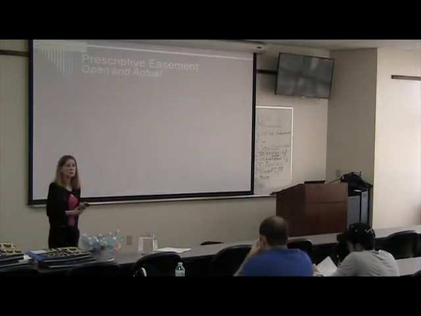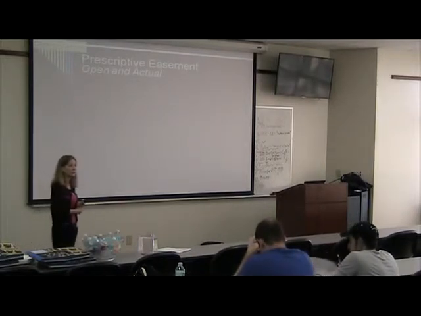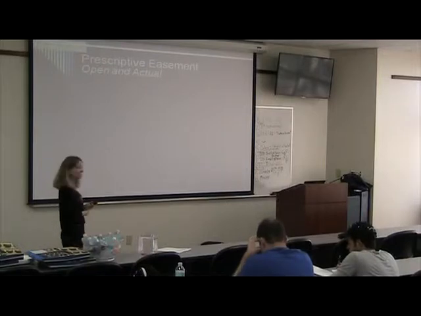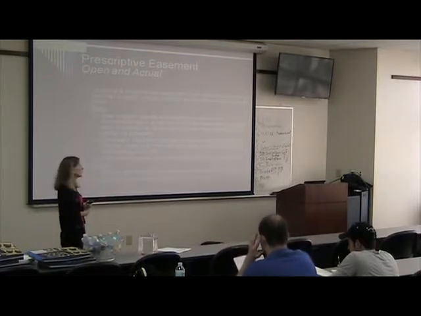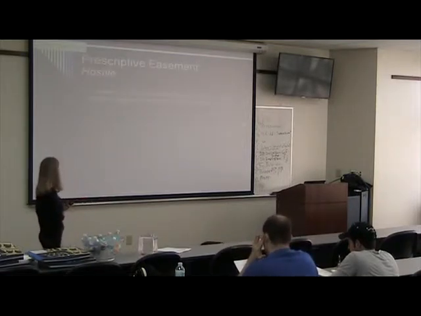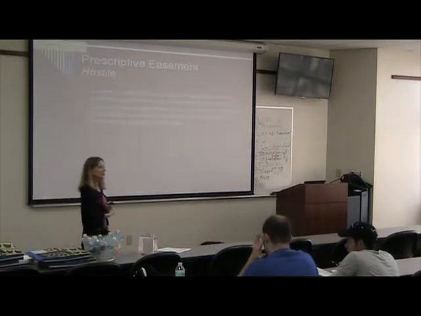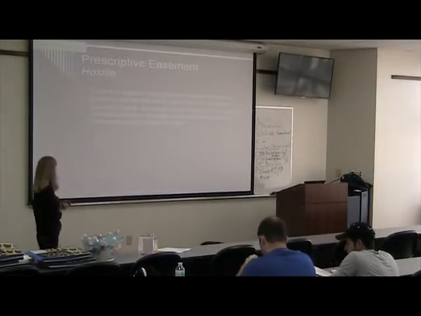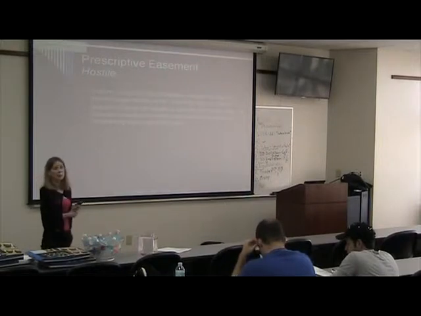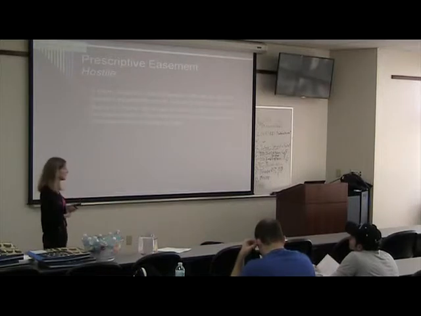What about a prescriptive easement? Was their use open? Yeah. Was it actual? Yeah. Was it hostile? What do we think? Was it hostile? Well, it certainly started out, it wasn't clear that they had permission, and then it certainly became hostile because Bud and Charlie used the path even after Art complained. So if it wasn't hostile to begin with, it definitely is now.